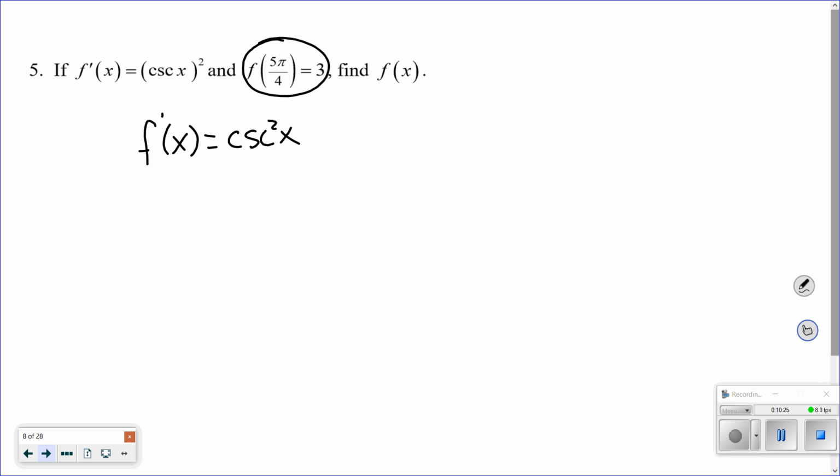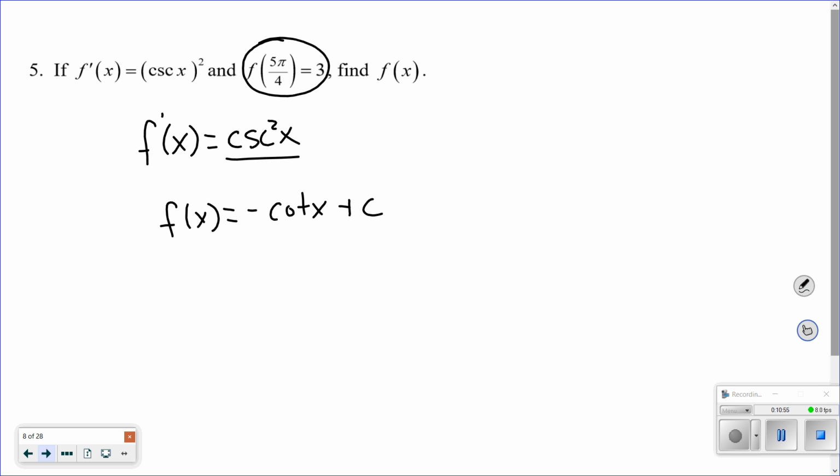This is a form we're used to seeing it in, right? So now let's integrate that. So f of x is going to be equal to, and all you got to think is, what do I take the derivative of to get the cosecant squared of x? And that's the cotangent of x. Now, those switch signs. I take the derivative of the cotangent of x. It's a negative cosecant squared of x. So when I go backwards, I still have to change the sign. It's going to be a negative cotangent of x plus c.